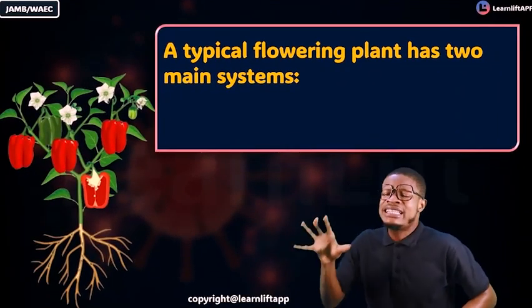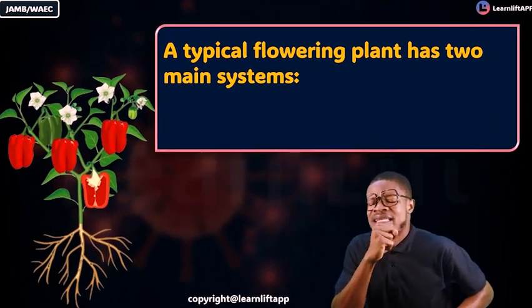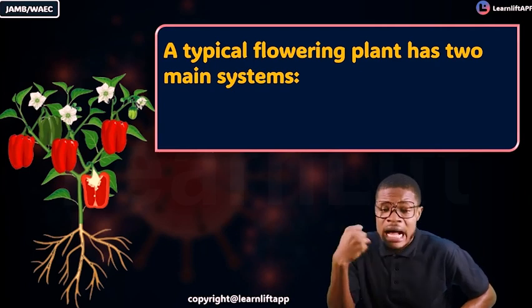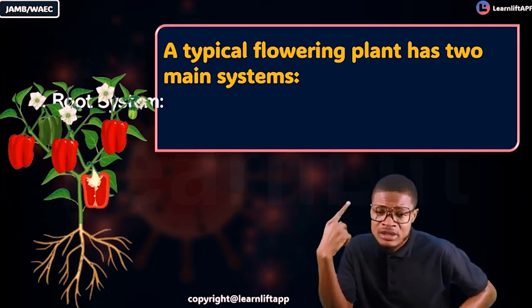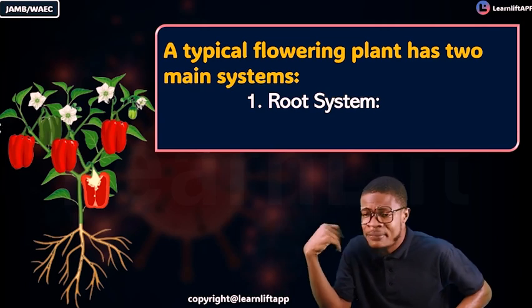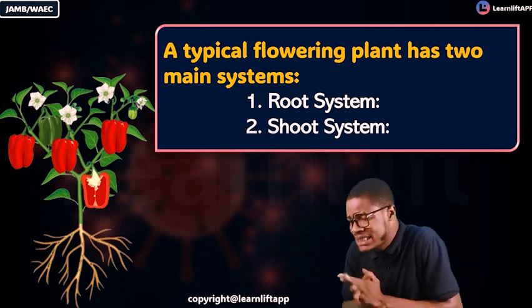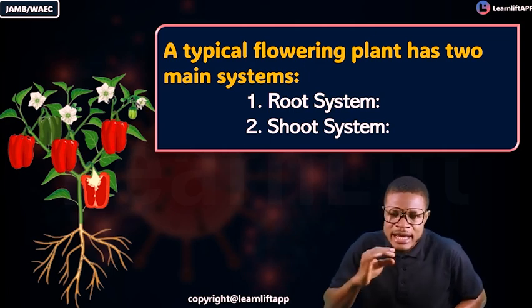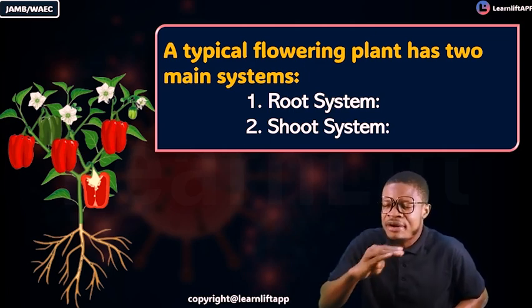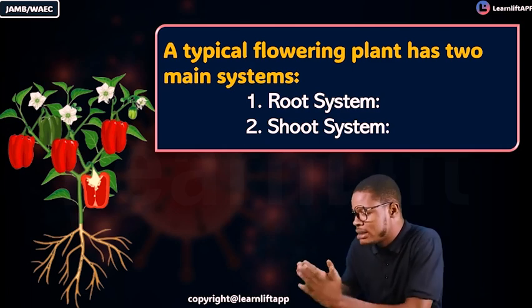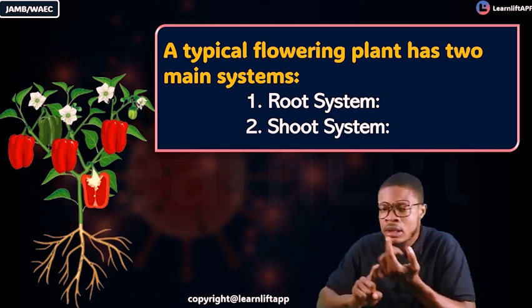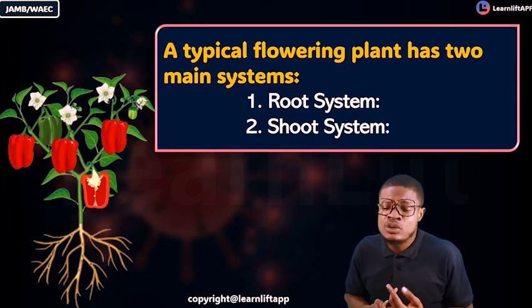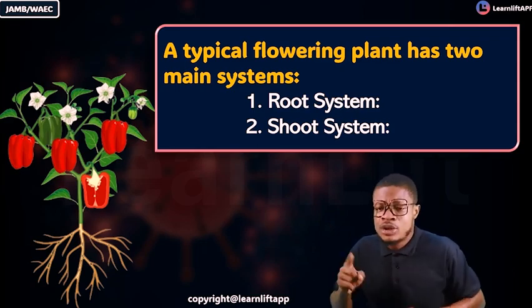Please don't forget that a typical flowering plant has two main systems. And what are the two main systems that you see in your flowering plants? Of course, they have what is called the root system, and they have what is called your what? Your shoot system. Which one is the root system? In a typical flowering plant, how many main systems are we going to see there? Two. The root system and the shoot system. Which one is the root system? Which one is the shoot system?